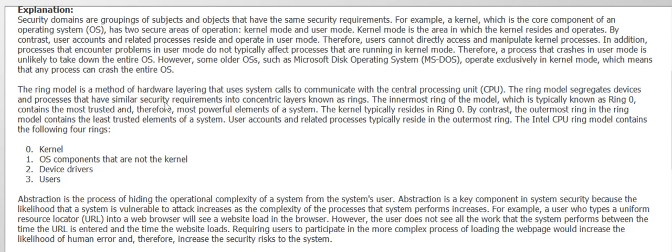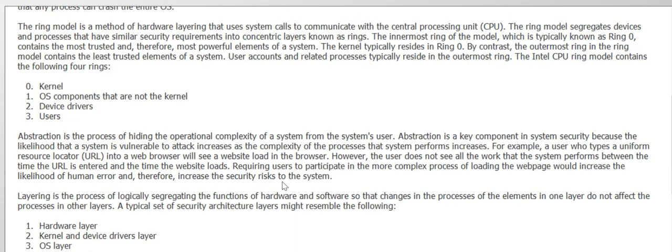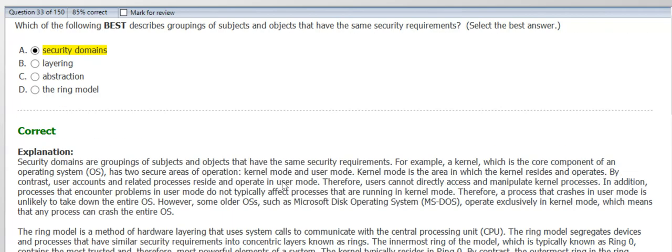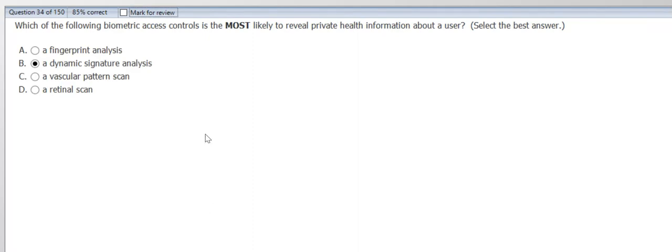The ring model is a method of hardware layering. We use system calls to communicate with the CPU. We have four sorts of rings: kernel, OS components, device drivers, and users. Same, it's not abstraction or even layering. Only security domains can describe all those subjects and objects which have the same security requirements. Let's see the next question.